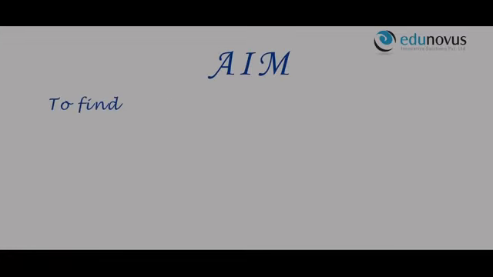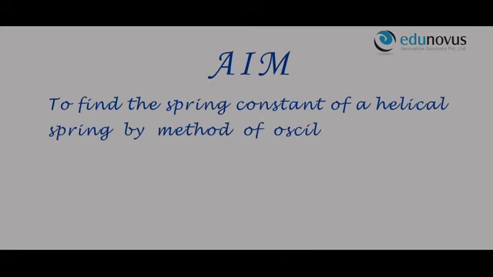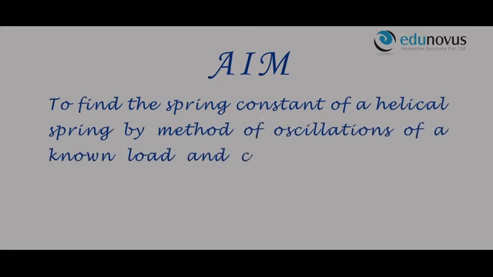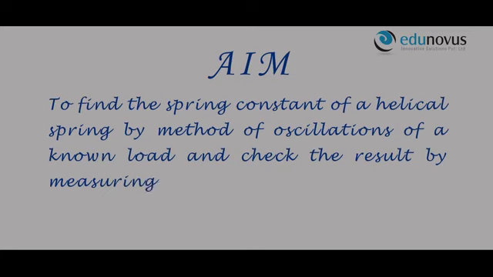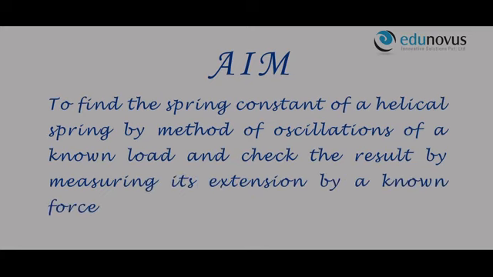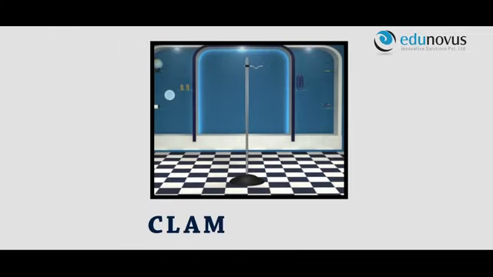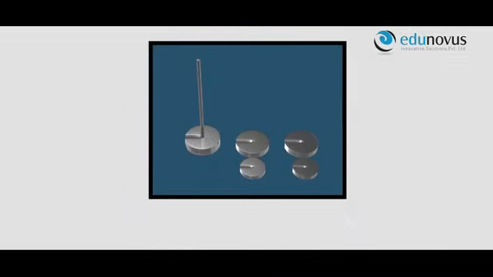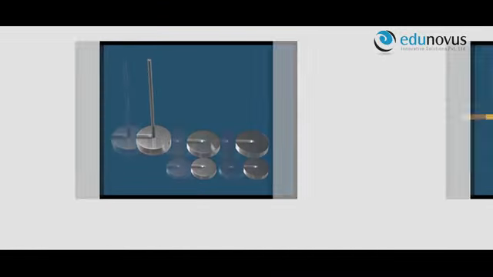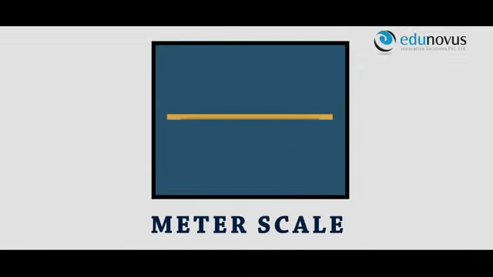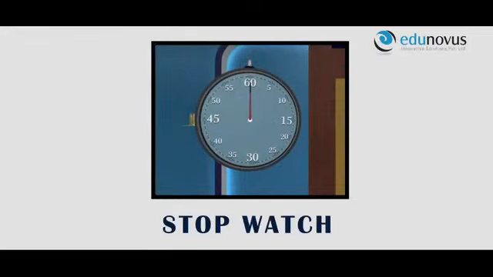Aim: to find the spring constant of a helical spring by the method of oscillations of a known load, and check the result by measuring its extension by a known force. Apparatus: spring, clamp stand, slotted weights, meter scale and stopwatch.